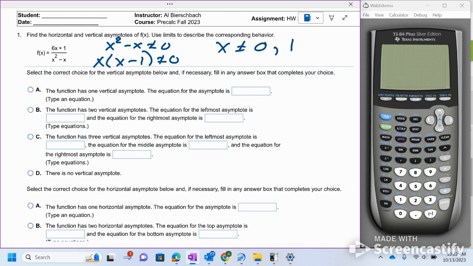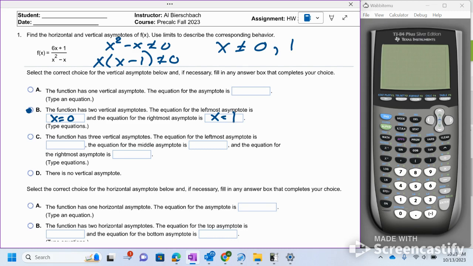Where are my two asymptotes going to be? 0 and 1. Okay? So it has two vertical asymptotes. The equation for the leftmost asymptote, left is on this side, is x equals 0. The equation for the rightmost asymptote is x equals 1. Okay, we got that. Then, horizontal asymptote. What's going on with that?